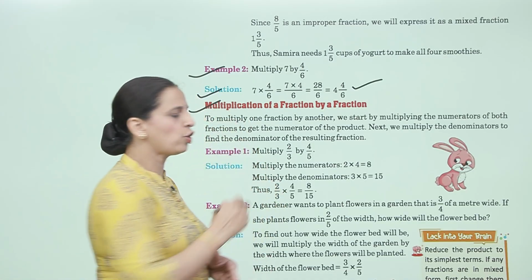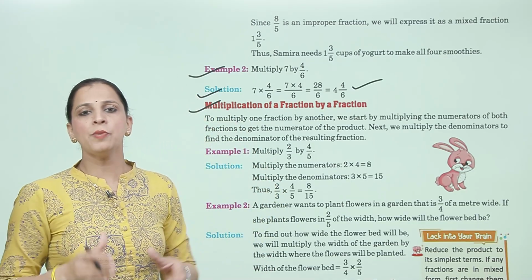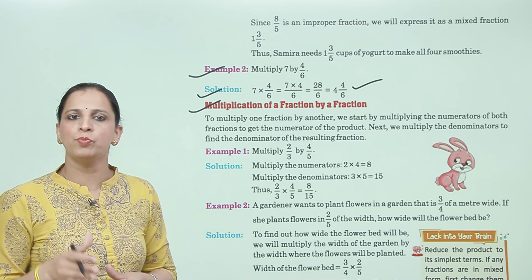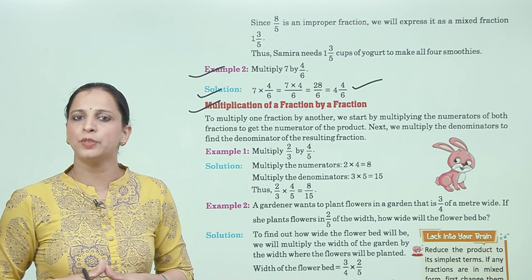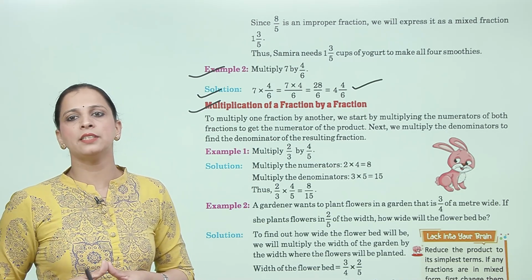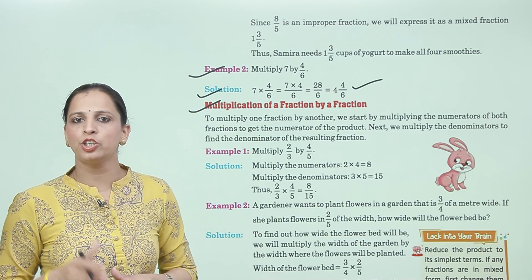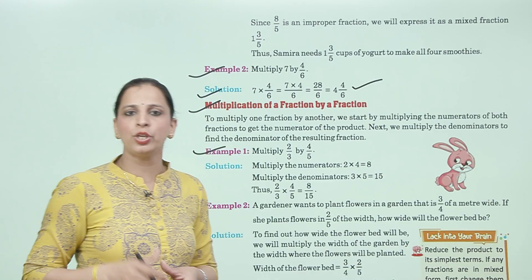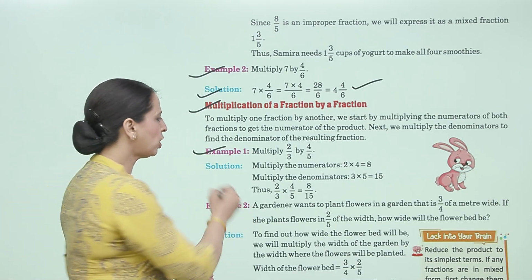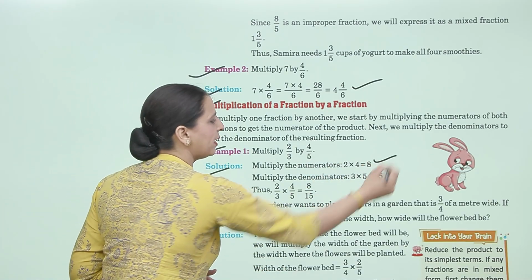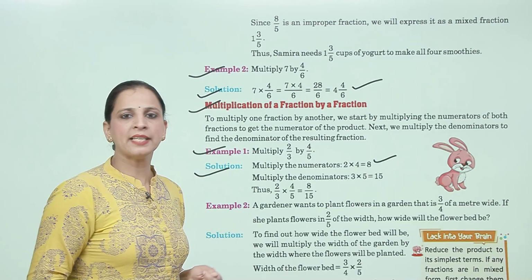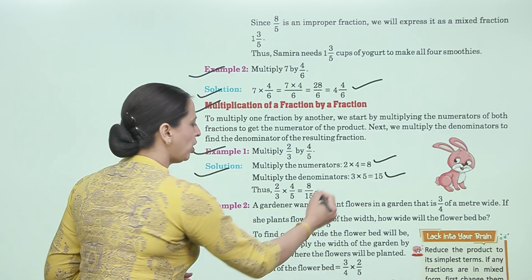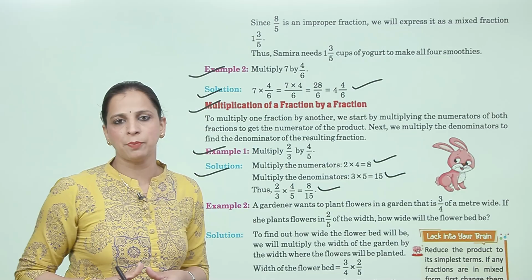Now multiplication of a fraction by a fraction. To multiply one fraction by another, we start by multiplying the numerator of both fractions to get the numerator of the product. Next we multiply the denominators to find the denominator of the resulting fraction. Now example 1, multiply 2 by 3 by 4 by 5. Now solution. Multiply the numerator. 2 multiply by 4 is 8. Multiply the denominator. 3 multiply by 5 is 15. Thus 2 by 3 multiply by 4 by 5 is 8 by 15.